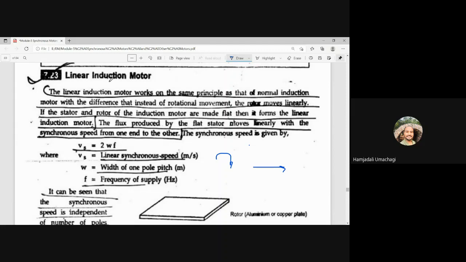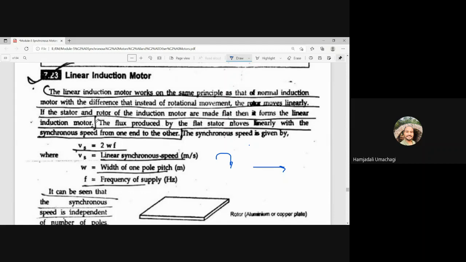So this is the only difference between a three-phase induction motor and a linear induction motor: the rotor of the linear induction motor will be moving linearly, and it is working on the same principle as that of the normal three-phase induction motor. If the stator and rotor of the induction motor are made flat, then it forms the linear induction motor.